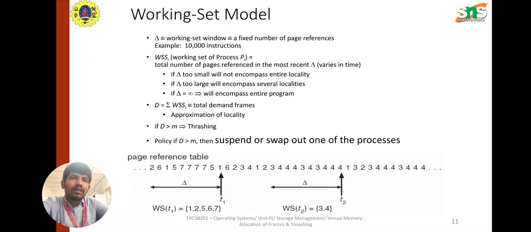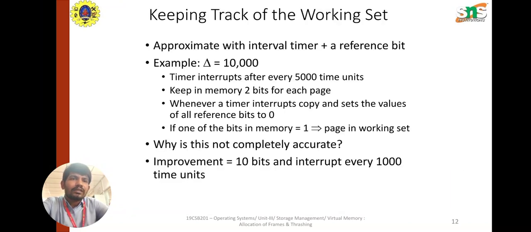Working set model for paging: the working set is the total number of pages referenced in the most recent interval. If the total demand exceeds memory, we suspend or swap out one process. For example, WS of t1 is {1, 2, 5, 6, 7} and WS of t2 is {3, 4}. We approximate the working set with an interval timer plus a reference bit. For example, a timer interrupts after every 5000 time units and we keep 2 bits in memory for each page. Whenever the timer interrupts, we copy and set the values of all reference bits to 0.